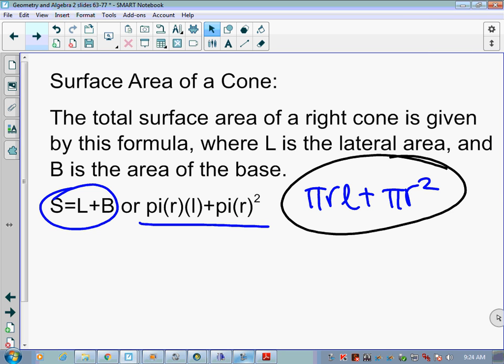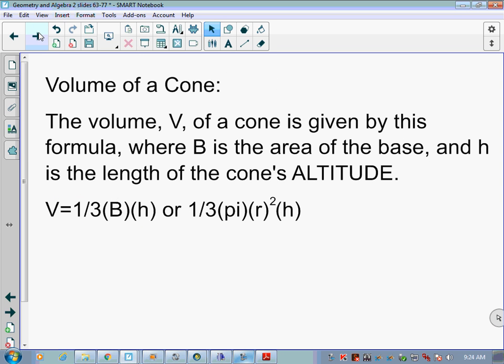Altitude is true height, whereas slant height is the length from the vertex to the outside edge of the base. Okay, volume of a cone. Now you'll notice some similarities between this and how we found the volume of a pyramid, right? We found the volume of a pyramid using basically the same thing, which was the area of the base polygon times the altitude divided by 3. This is the same thing, but because it's a cone, we're going to find the area of the base differently.